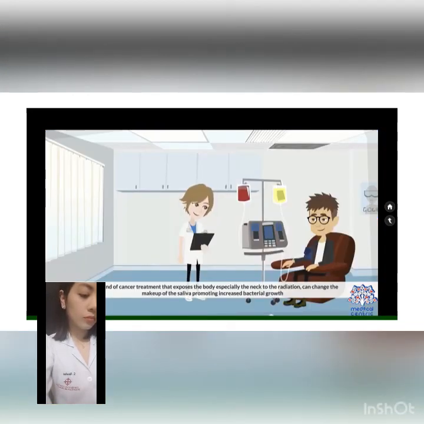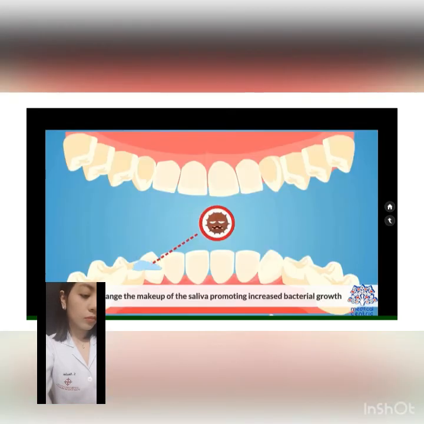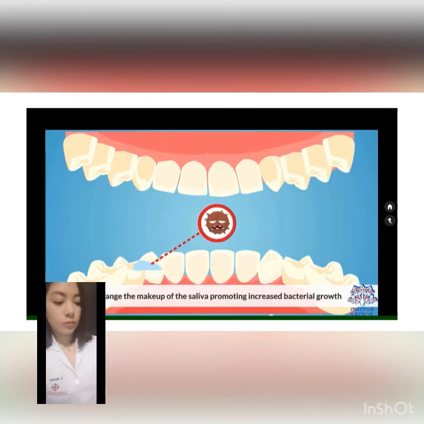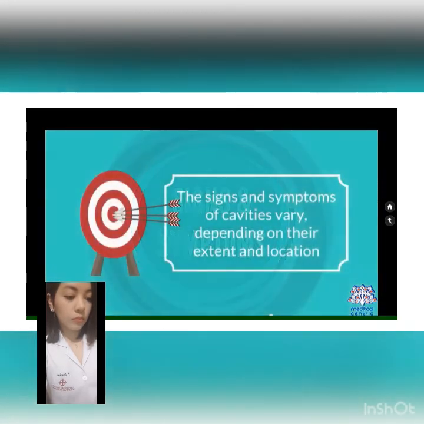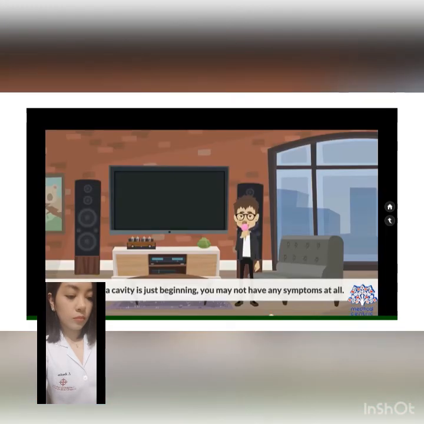Dry mouth. Saliva can help wash plaque from the teeth. A dry mouth with little saliva can accumulate plaque more quickly. Medical condition: some kinds of cancer treatment that expose the body, especially the neck, to radiation can change the makeup of the saliva, promoting increased bacterial growth.